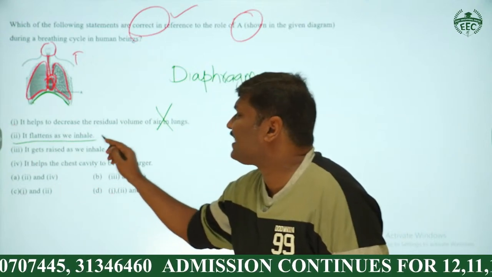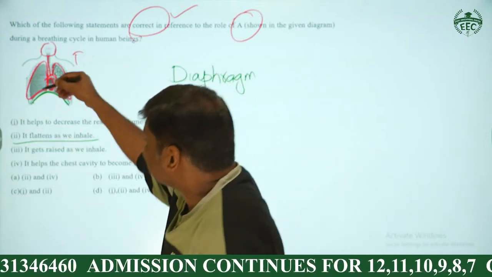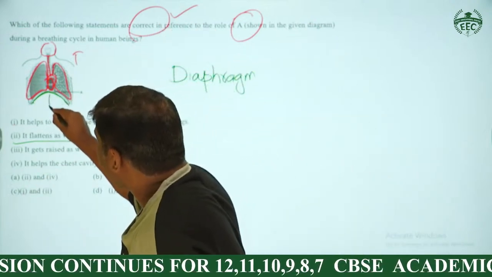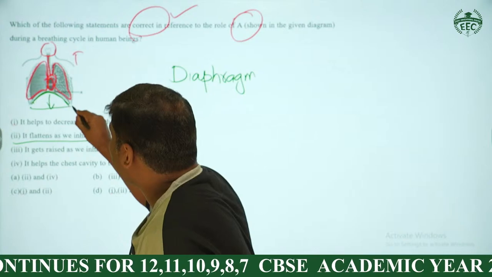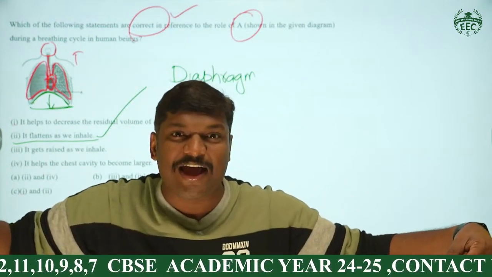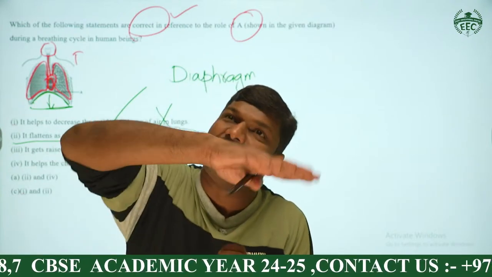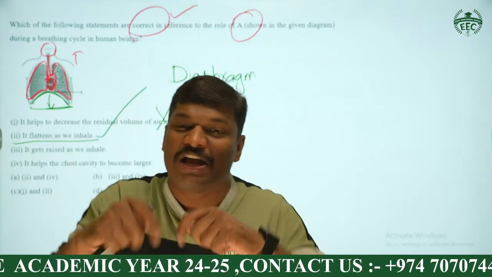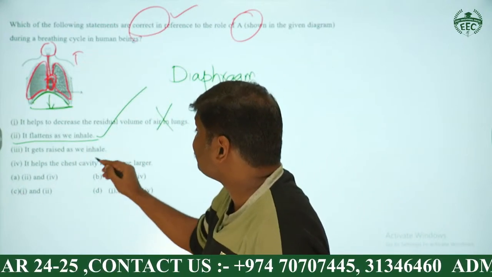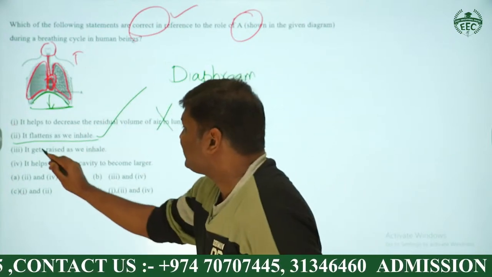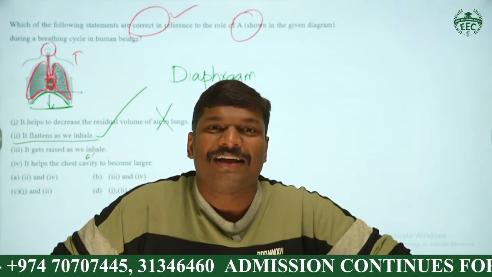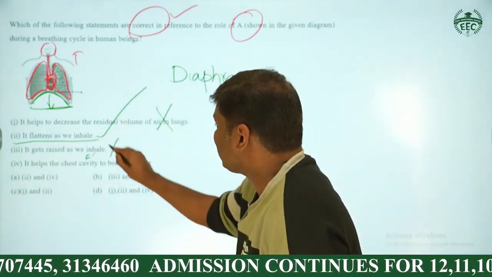It flattens as we inhale. This is an arch shaped structure. When we inhale, when we breathe in, it moves down and becomes flat. And this is a right statement, right? It moves down and becomes flat when we are inhaling, and it comes back to the normal arch shaped, dome shaped structure when we exhale. But here the question is inhale. It gets raised as we inhale. That is wrong. It gets raised as we exhale is correct, because when we are exhaling, the diaphragm is raising up, my dear students. So that's why this statement is wrong.